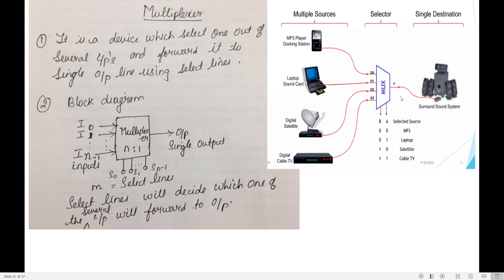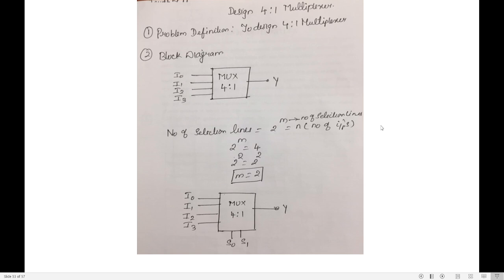Let us design a 4x1 multiplexer now. To design a 4x1 multiplexer, first we need to write the problem definition. The problem definition is to design a 4x1 multiplexer. The block diagram of a 4x1 multiplexer has 4 inputs and a single output. Inside this block, you need to write MUX, which is the short form of multiplexer. The type of multiplexer we are designing is a 4x1 multiplexer. For a multiplexer, there is a need for select lines to select any one of the inputs and forward that input to the output.